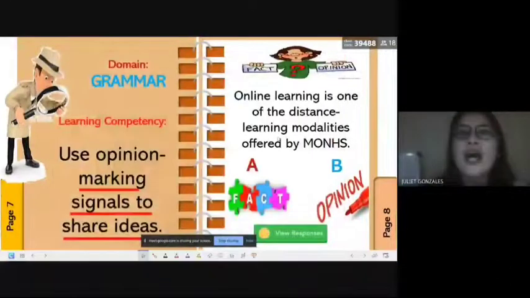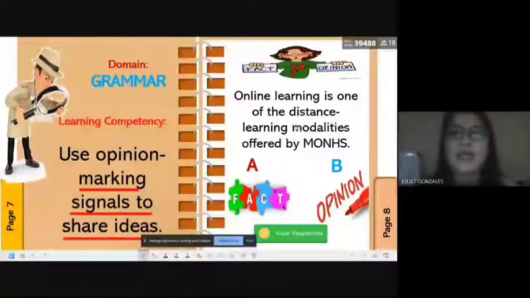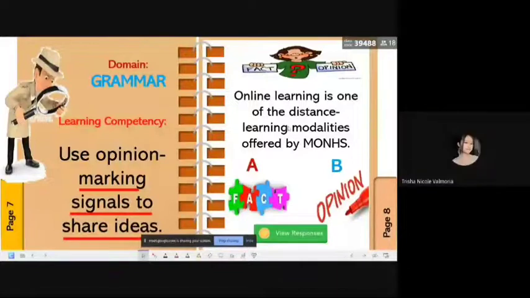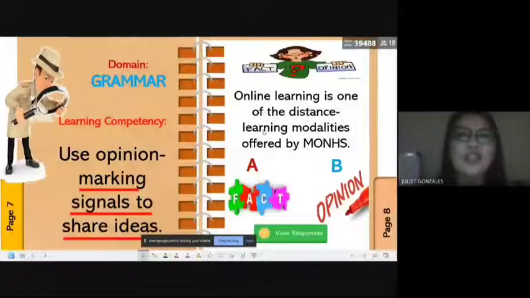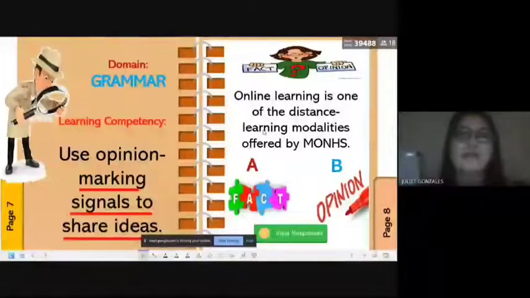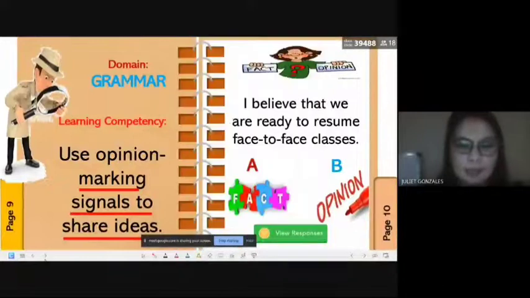Okay, very good. How did you know that this statement is a fact and not an opinion? Anybody? Trisha. Because it has no opinion marking signals, ma'am. Okay, very good. That is one clue, no? An opinion marking signal is not present in the statement. And this statement can be proven or verified. You can check in MONHS whether the school is really offering online learning modality or not. It can be proven or verified. Very good. Okay, so let us proceed.